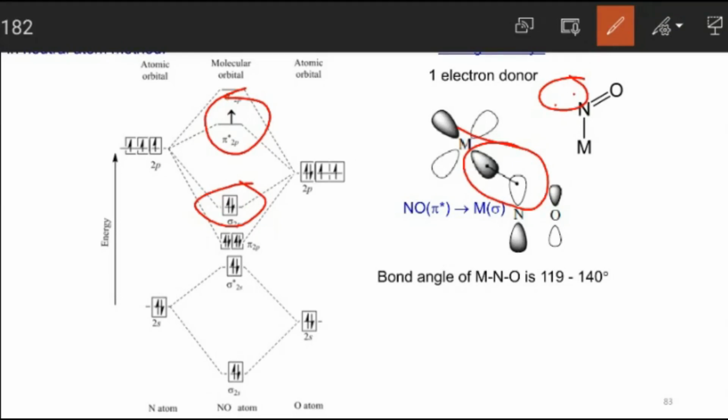And look at the bond angle. The metal nitrogen oxygen bond angle is close to 120 degrees, then we can say it is a bent mode of coordination. That's what we talk about.